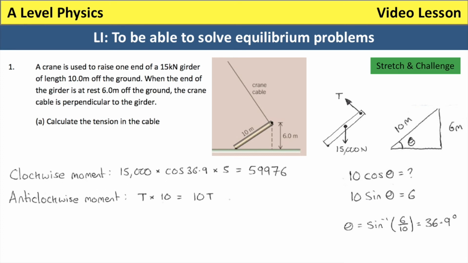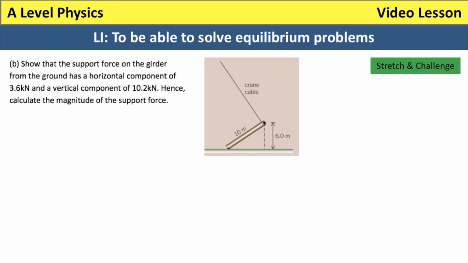It now becomes a case of saying, well, 15,000 newtons times cos of 36.9 is going to be the component of the weight that is perpendicular to that lever. It will be providing a moment from 5 metres away from the hinge point, so the clockwise moment is going to be 59,976 newton meters. The anti-clockwise moment provided by the tension is going to be 10T, nice and simple. So we equate those and divide by 10. So the tension in the cable is going to be virtually 6,000 newtons, the exact answer being 5,997.6.